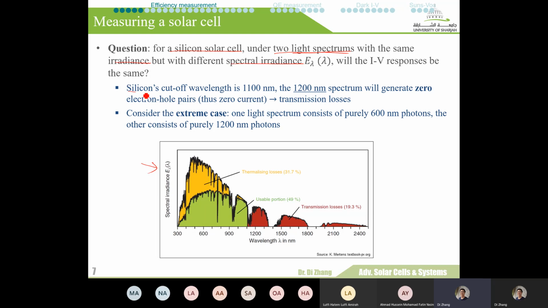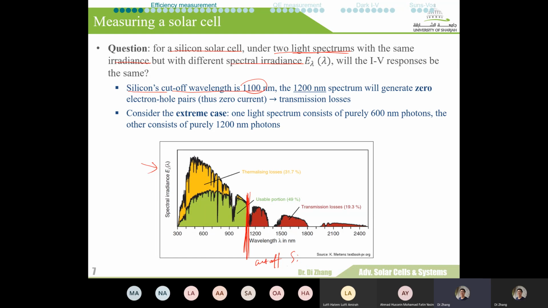Because silicon is a semiconductor, and practically all solar cells are based on semiconductors. And for any semiconductor, based on the band gap, we can always find the cutoff wavelength. So for instance, for silicon, the cutoff wavelength is around 1,100 nanometer. This means that the cutoff is precisely here. This is the cutoff for silicon.